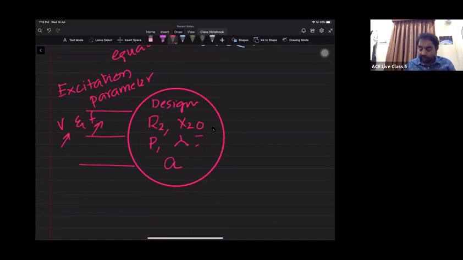Let us see. The next one is the load. So by varying the load, we can vary the speed and we can vary the slip, right?